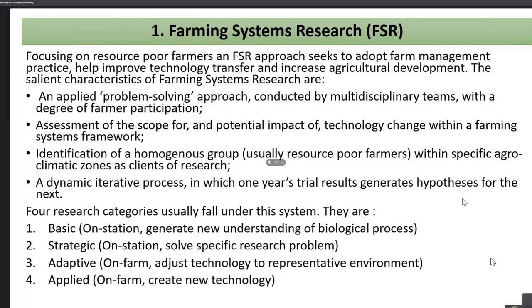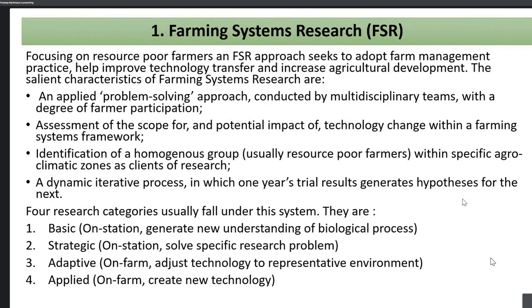Second, characteristics assessment of the scope of blame, potential impact of technology change within the farming system framework. Third, identification of homogeneous groups, groups with similar characteristics, usually resource poor farmers within specific agroclimatic zones as client for research. Fourth characteristic, dynamic interactive processing in which 1 year's trial results generate the hypothesis of the next trial.